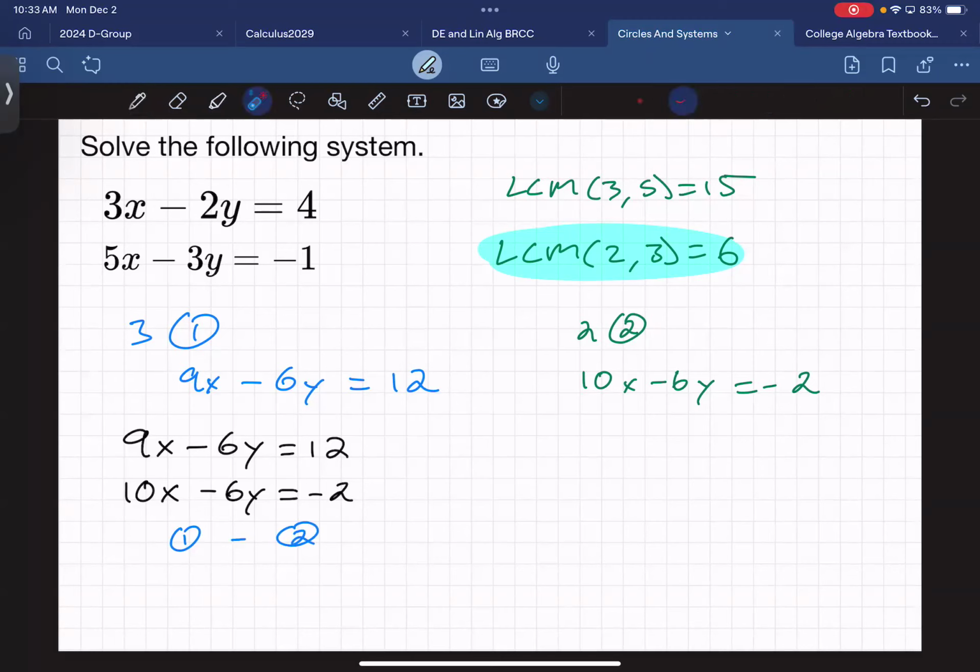So what is 9 minus 10? -1, right? -6 minus -6 is... What is a number minus itself, y'all? 0. So -6 minus -6 is 0. That's gone, right? And then we'll have over here 14, being careful with our negatives, right? 12 minus -2 is the same as 12 plus 2. With that said, all they have to do is divide both sides by the negative, and we get -14.